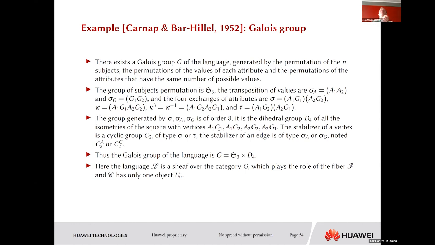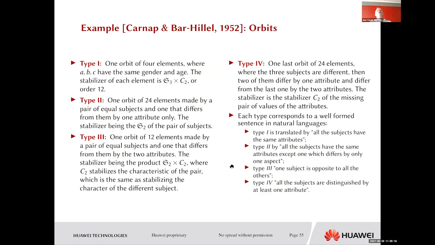It is simply the dihedral group D4 of all the isometries of the square with these vertices. And the stabilizer of a vertex will be the cyclic group C2 of type either sigma or tau. And the stabilizer of an edge will be of type sigma A or sigma G. And it will be denoted this way. So in this case, the Galois group of the language will be G, which is the product of S3 and D4. That means that the language L will be a sheaf over the category G, which plays the role of the fiber F, and C has only one object U0 in this case, okay? So you have four types of orbits. And what is interesting is that all those types can generate a new proposition in this big language. For example, type one can be translated into: all the subjects have the same attributes. And this is why, et cetera, for the other types.